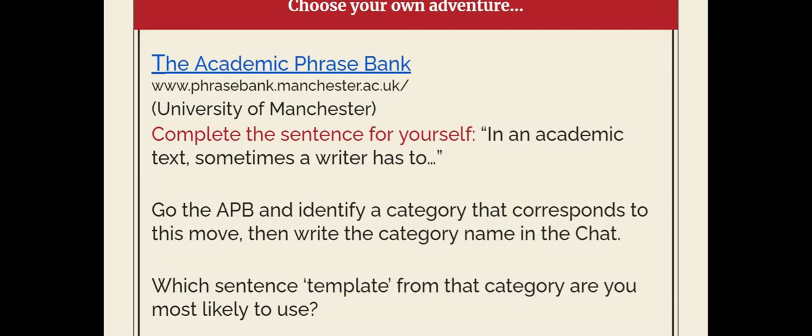So we just found possible revisions for 2 of our sentences. And now let's walk through one way we might typically use this resource before we've even written the sentence that we end up not liking. Complete this sentence for yourself. In an academic text, sometimes a writer has to what? Let's say sometimes a writer has to highlight the importance of her own research topic, right? That the topic is a field of great interest or controversy.